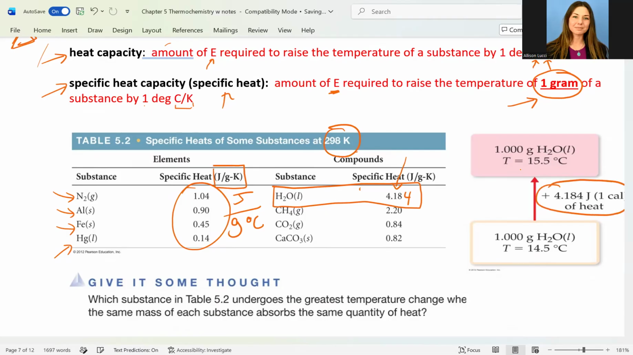This is a very common conversion factor when we are measuring something in calories or joules, and we need to get to calories. We can see here the specific heat capacity, the energy needed to raise the temperature of 1 gram. So we have 1 gram of liquid water down here, 1 gram of liquid water up here, but the temperature goes from 14.5 to 15.5 degrees Celsius. So it took exactly 4.184 joules to raise that temperature by 1 degree.